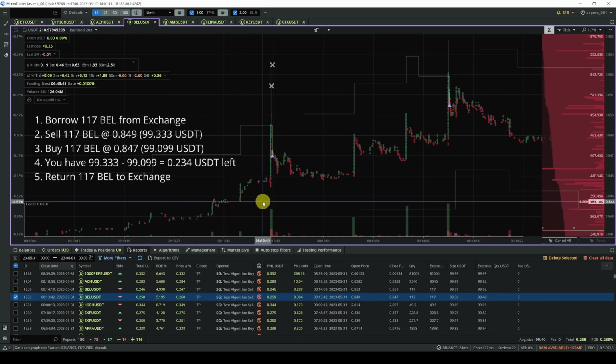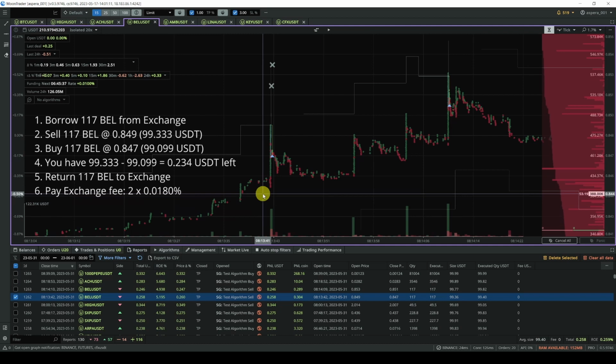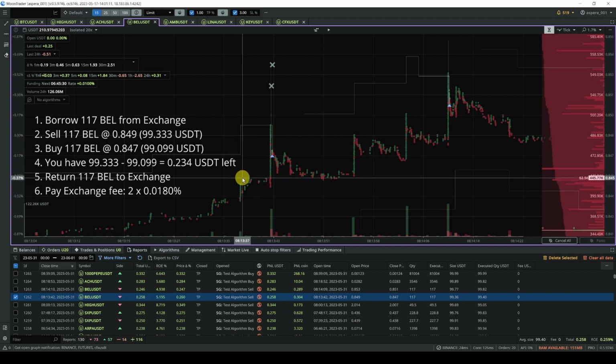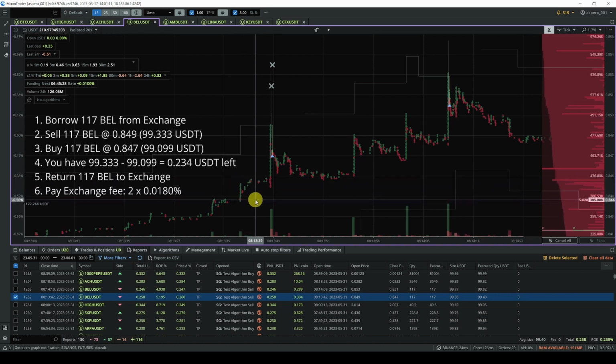And after that, you pay the exchange fee, which for a regular user on the futures is 0.018%. And you do that twice for the sell transaction and for the buy transaction.